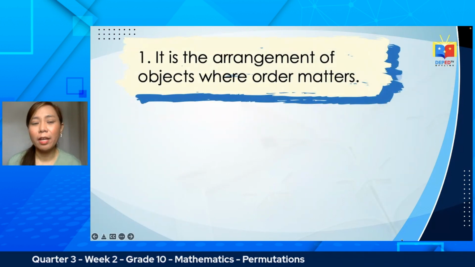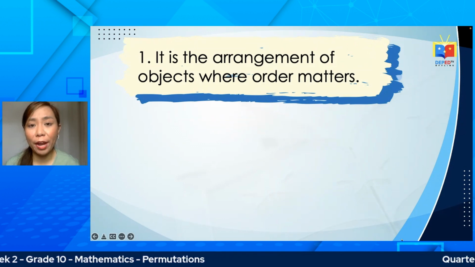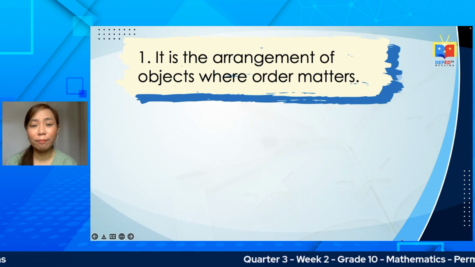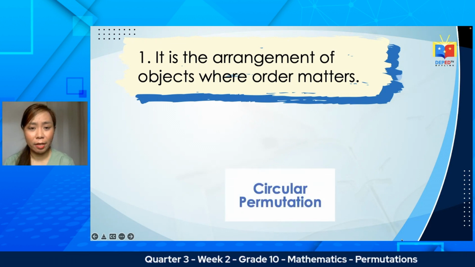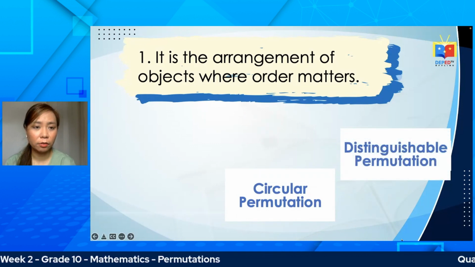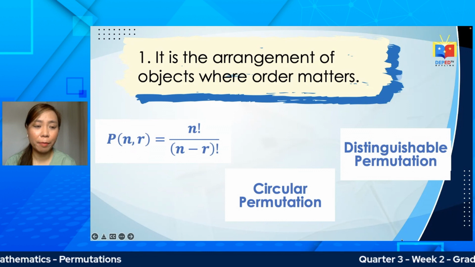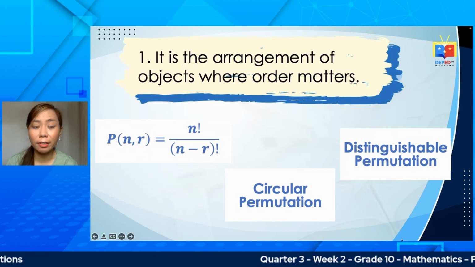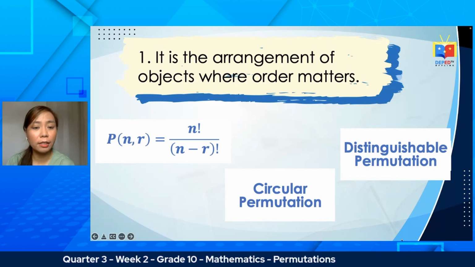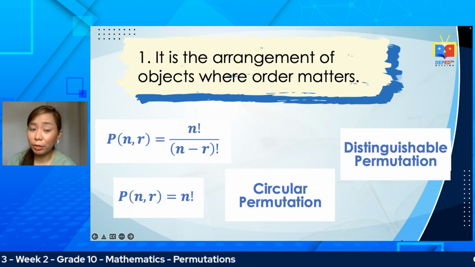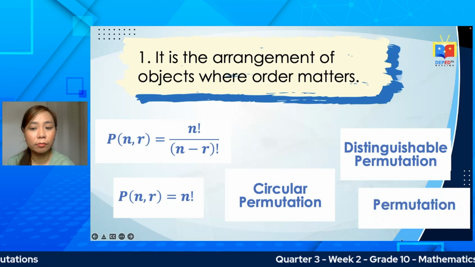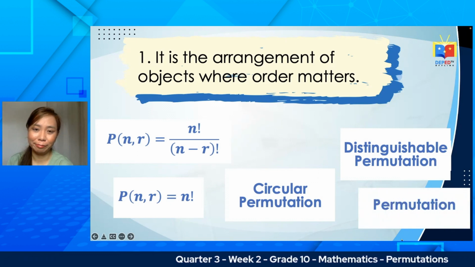Number 1. It is the arrangement of objects where order matters. Is it circular permutation, distinguishable permutation, permutation of n objects taken r at a time equals n factorial over the quantity n minus r factorial, permutation of n objects taken r at a time is equal to n factorial, or permutation? Go!